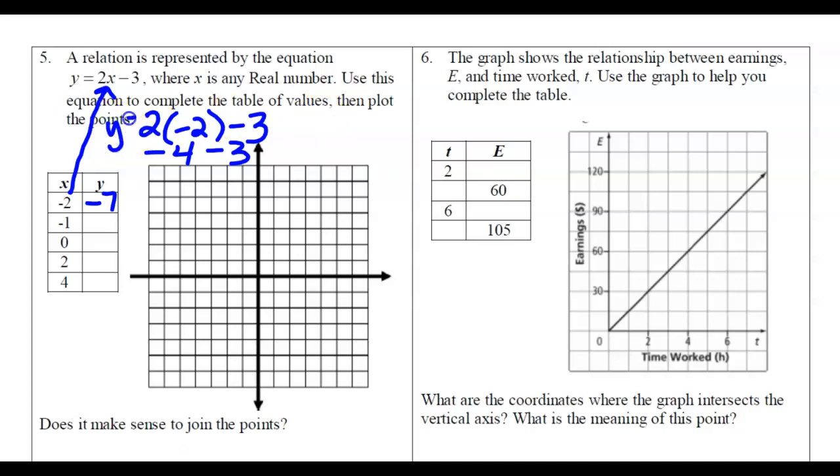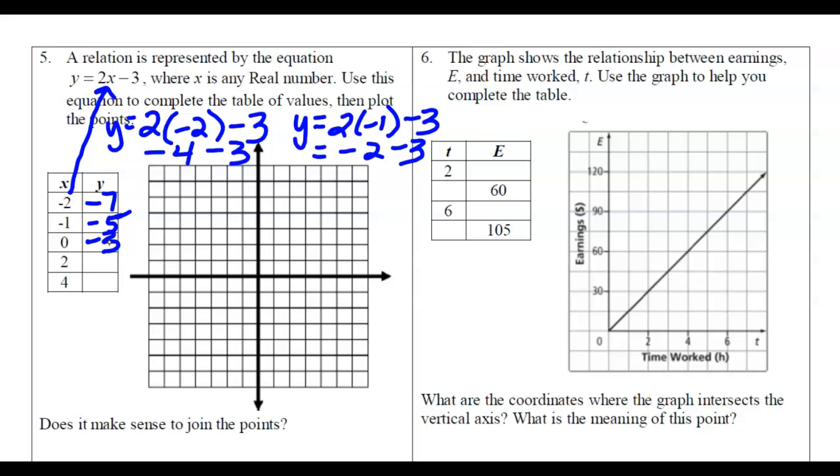So that was y equals. So then y equals 2 times -1 minus 3. So multiplying first, then subtracting, that's going to be -5. Okay, then put 0 in. Well, anything times 0 is 0. So that's just going to end up being -3.